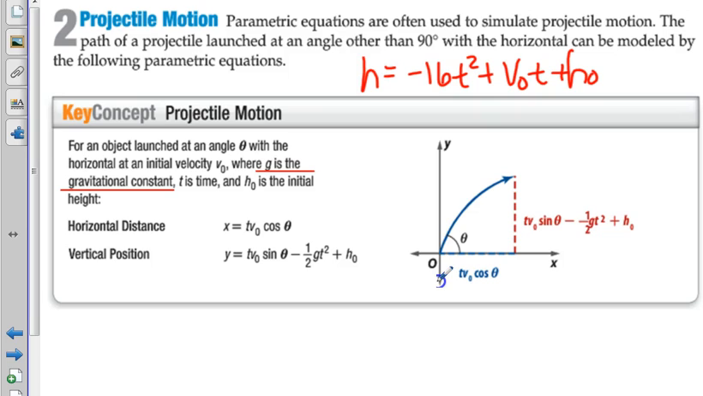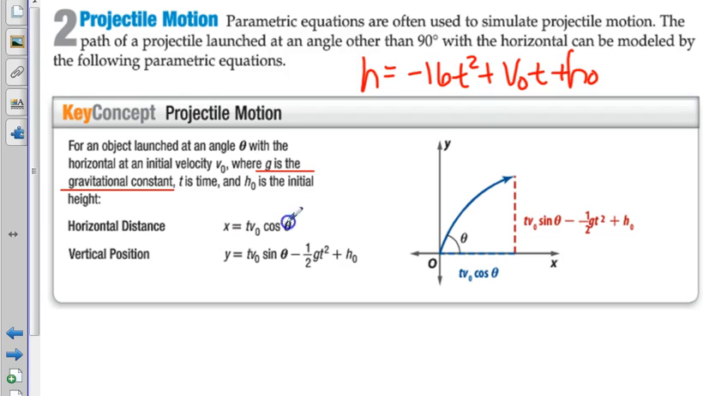Is that true? And is there a sport where you throw something straight up in the air? Not very often, right? You throw something at an angle to the ground or at an angle to the floor or whatever. You throw something at an angle to the horizon.